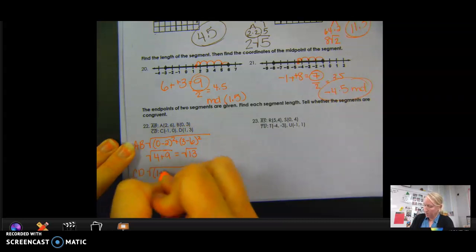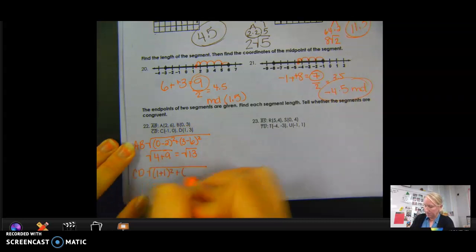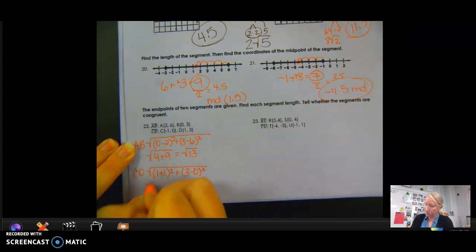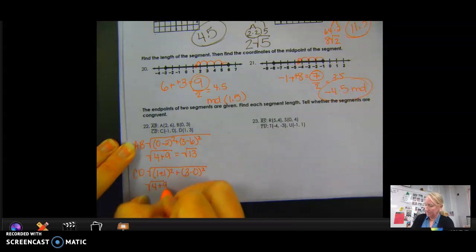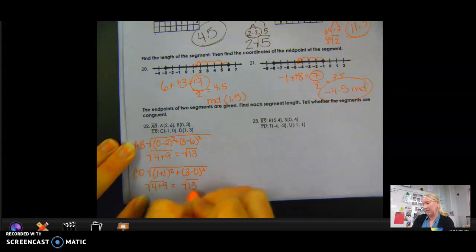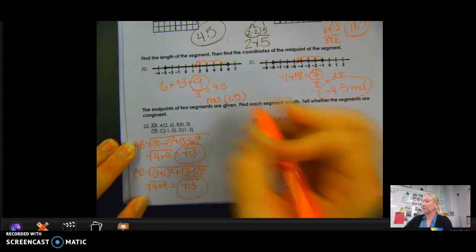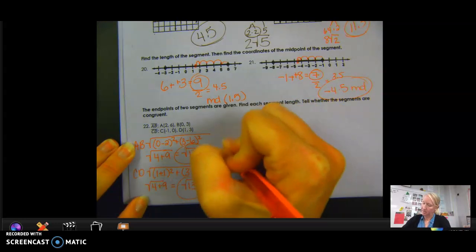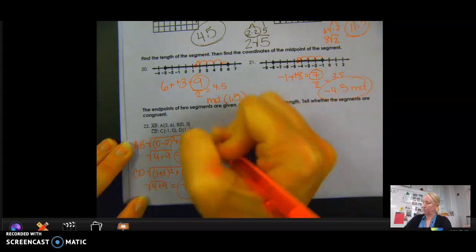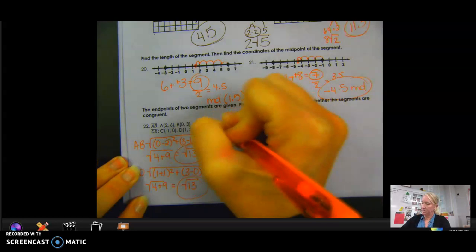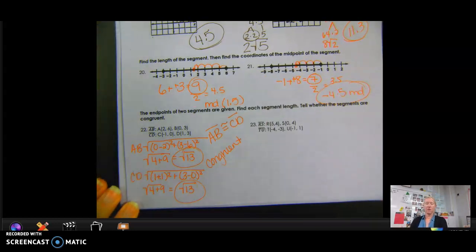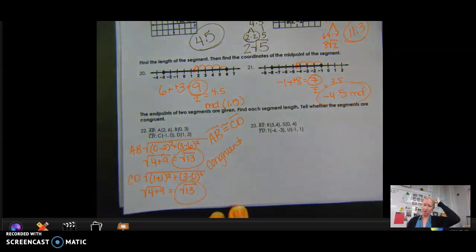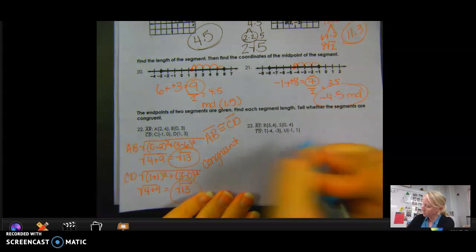CD, 1 minus -1, so 1 plus 1 squared plus 3 minus 0 squared. So 1 plus 1 is 2, 2 squared is 4. 3 minus 0 is 3, 3 squared is 9. That is the square root of 13. So yes, they are congruent, meaning they have the same length. I would say AB is congruent to segment CD. Go ahead and pause me. Try 23 on your own. Unpause me when you are finished.